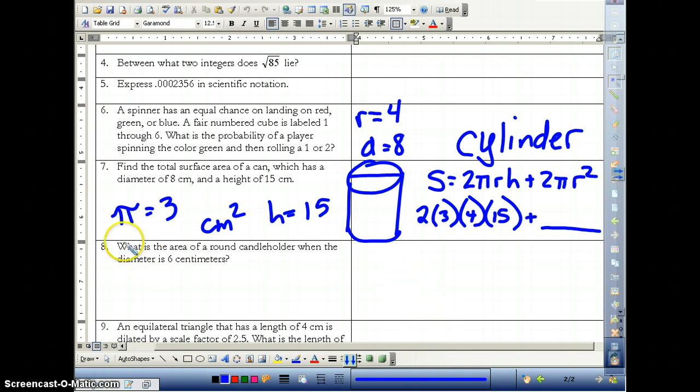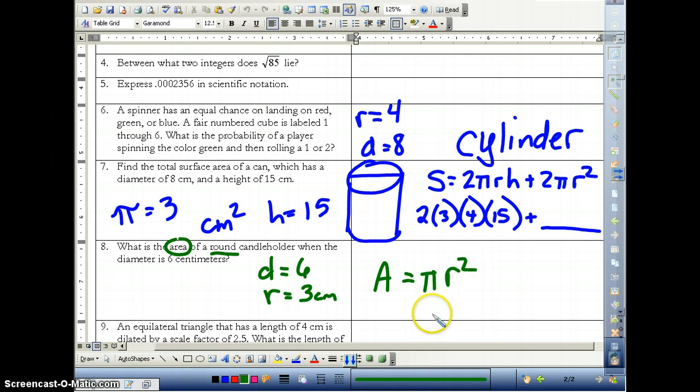All right, number 8 says, what's the area of a round candle holder when the diameter is 6 centimeters? They gave me a diameter of 6. I just automatically convert that to a radius. They want the area. What's the shape? It's a circle. How do you find the area of a circle? Yeah, pi radius squared. What are you going to use for pi? I don't know. I think I would use 3. We're getting ready for STAR. Use 3. Pick the answer that's closest to that answer.